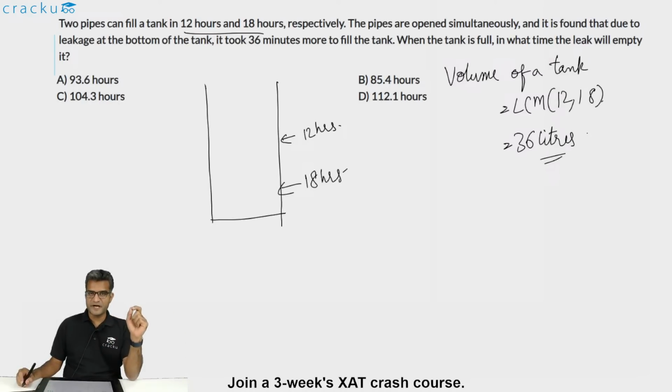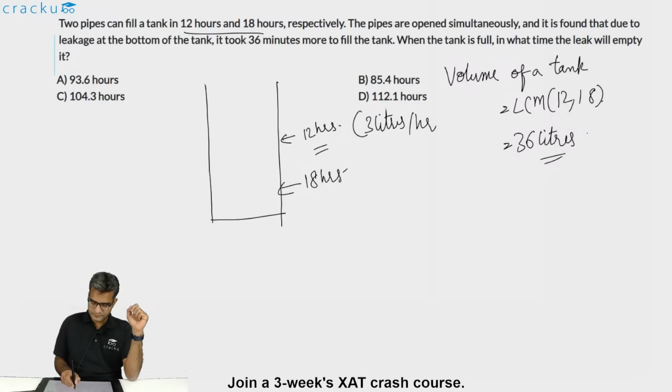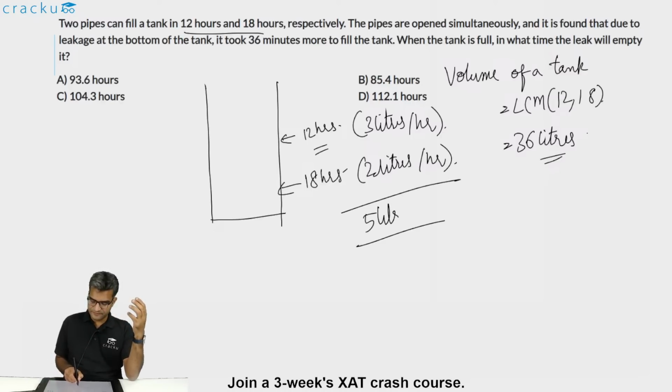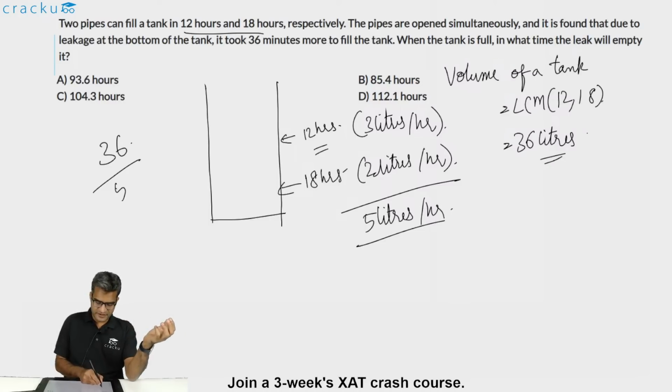So the first pipe fills it in 12 hours, so every hour it is going to fill 3 liters. The second pipe fills it in 18 hours, so every hour it is going to fill 2 liters. So if both of them are working together, it will be 5 liters per hour. If both of them are working together, what is the time it should take? The time it should take is the total volume, which is 36 liters, divided by how much they fill in 1 hour, which is 5. So it should be done in 7.2 hours.